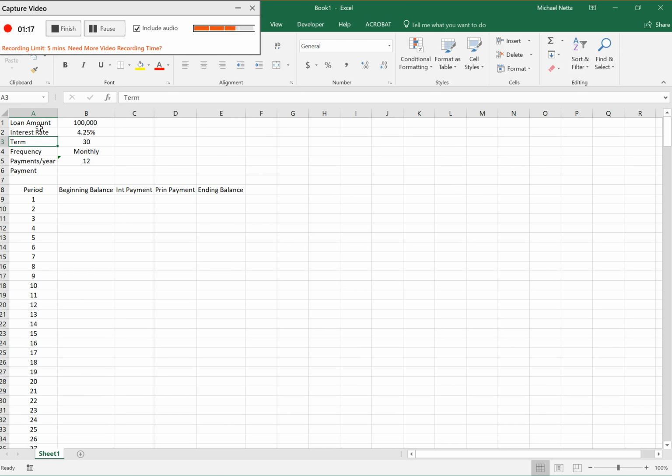The next variable is the term. This is the number of years that the loan is outstanding. As we said earlier, the standard residential home loan is a 30-year term.